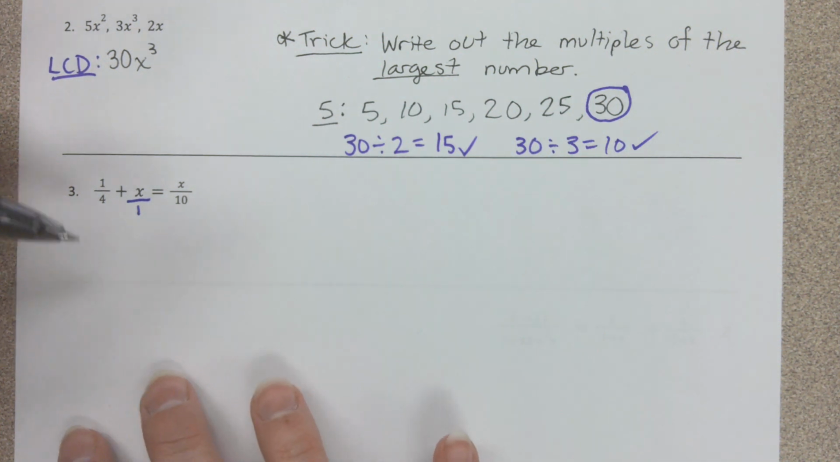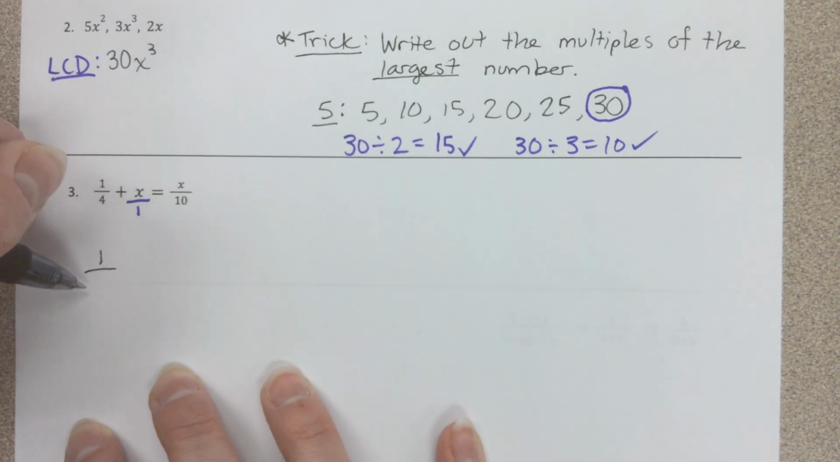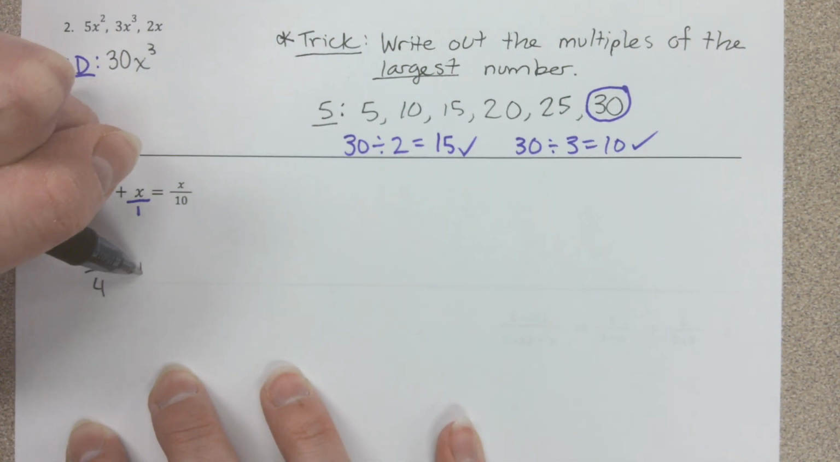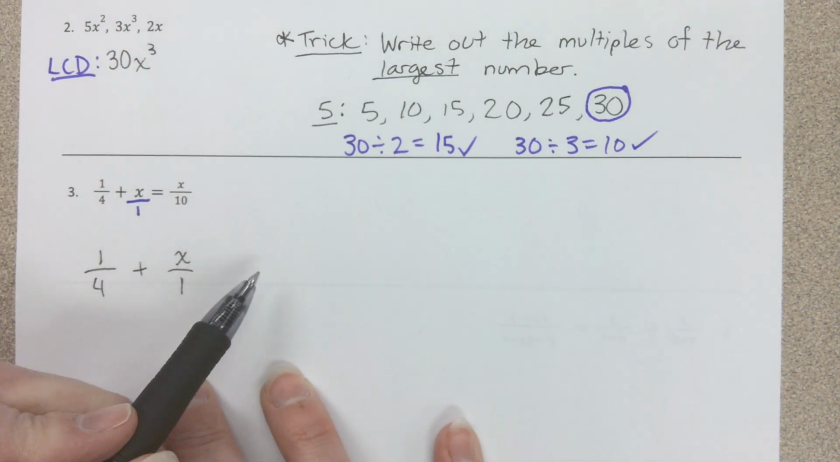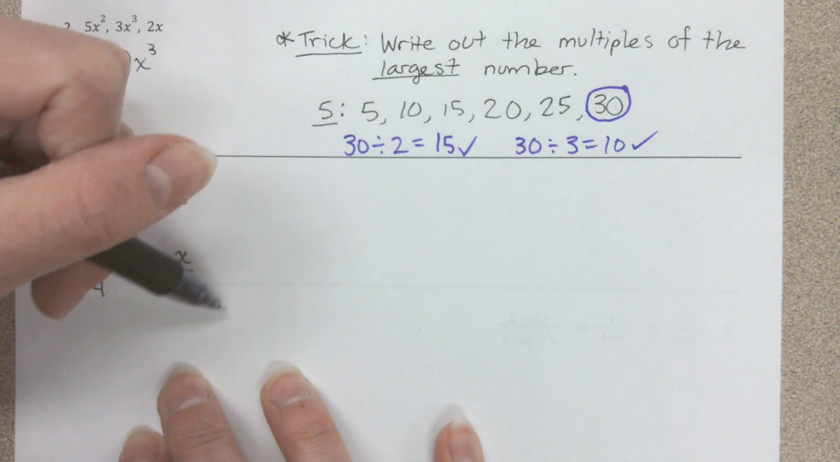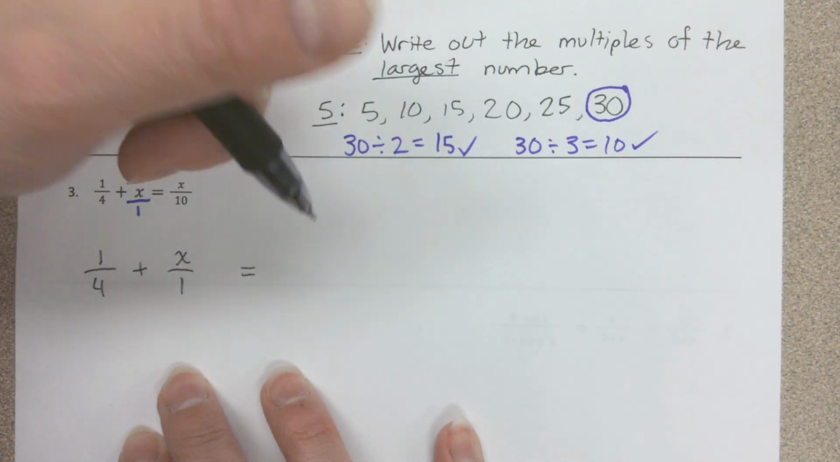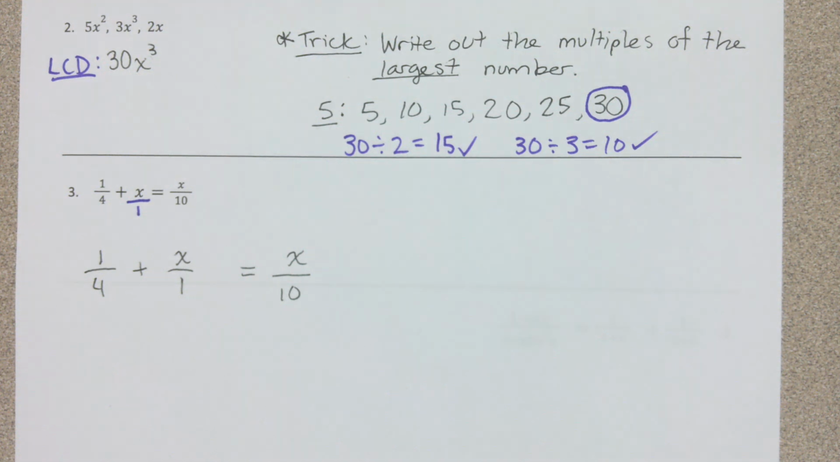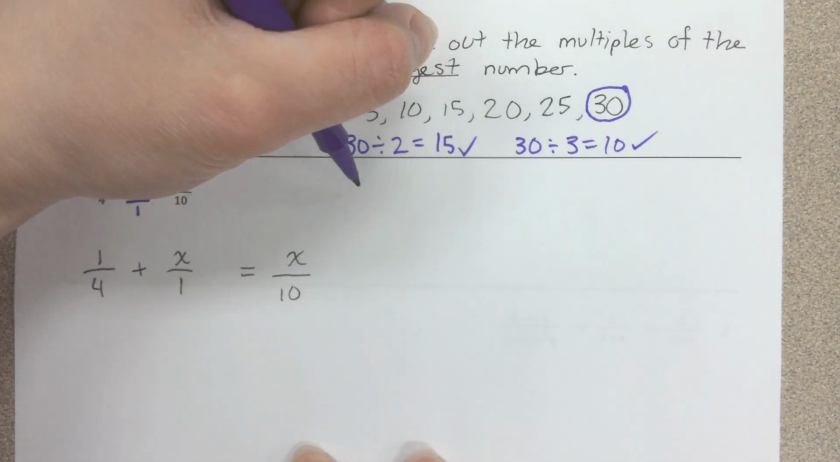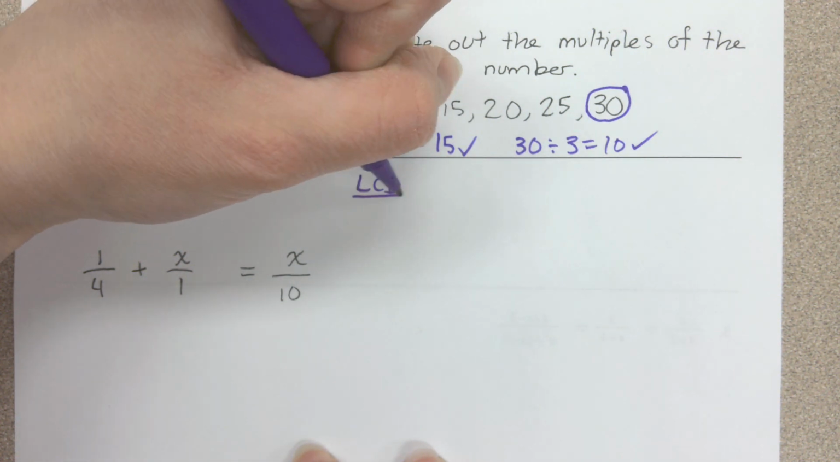So I'm going to rewrite the problem. 1/4 plus x over 1. Leave a bit of space after that one before the equal sign because you're going to need space to write what you're multiplying by. Equals x over 10. And we need to find the LCD.